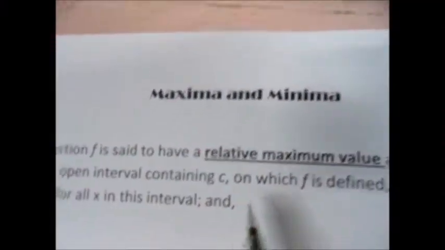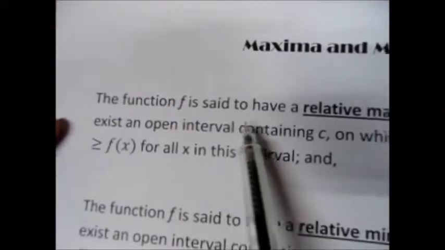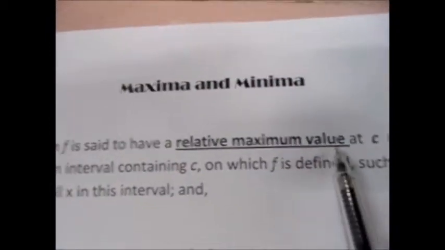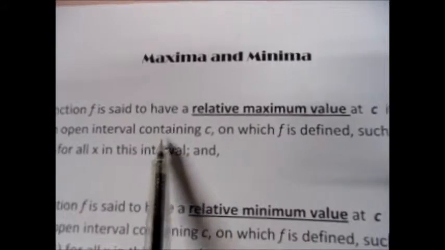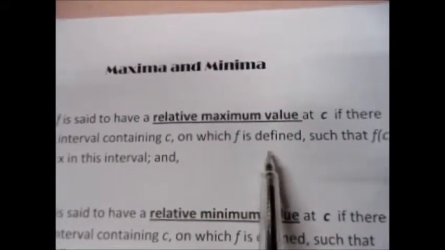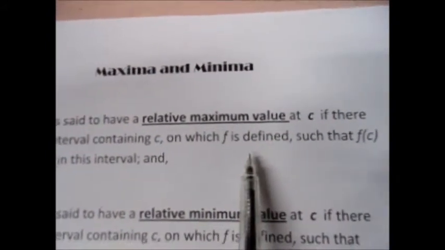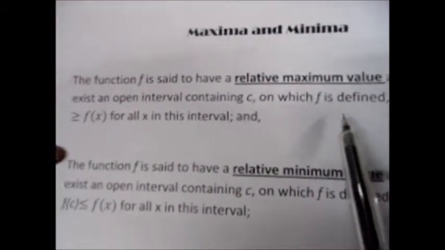Maxima and minima. The function f is said to have a relative maximum value at c if there exists an open interval containing c on which f is defined such that f of c is greater than f of x for all x in this interval.